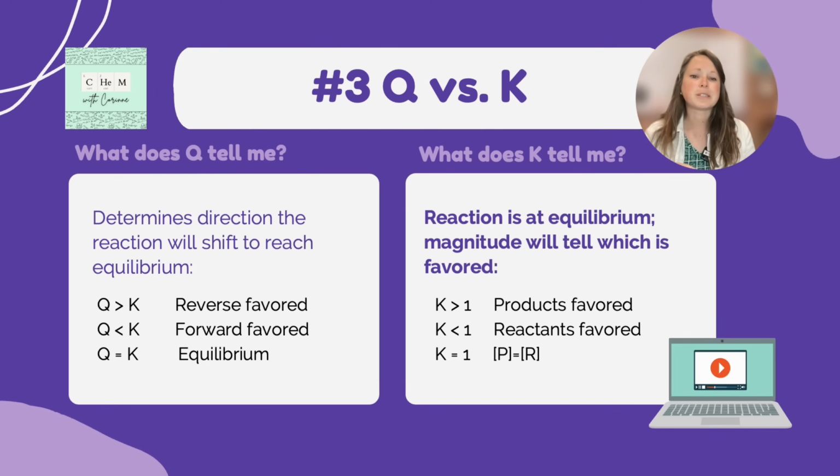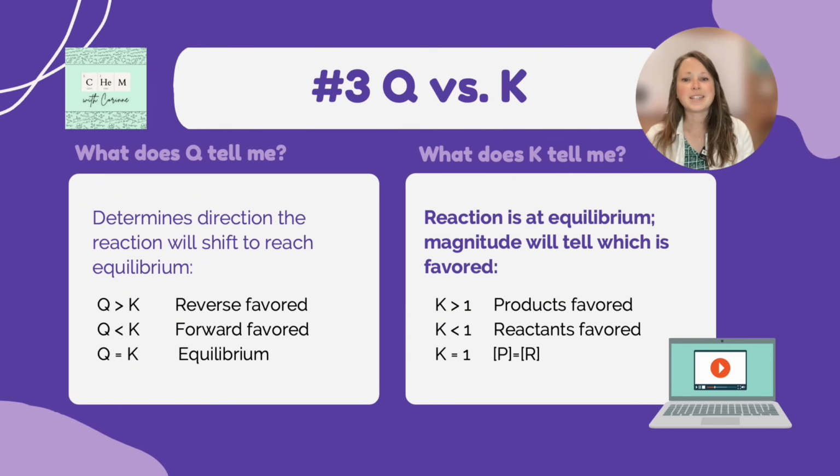So what we need to be able to do is compare Q and K and determine where the reaction is heading. So if Q is greater than K, the reverse reaction is favored and the formation of reactants is favored. If Q is less than K, the forward reaction is favored. We're forming more product. And if Q is equal to K, that just means you happen to be at equilibrium.